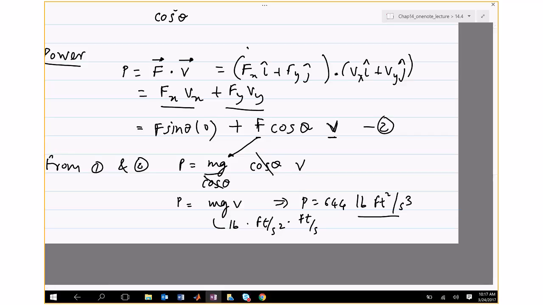Question: is that pound mass or pound? Is the 10 pounds pound mass or pound weight?